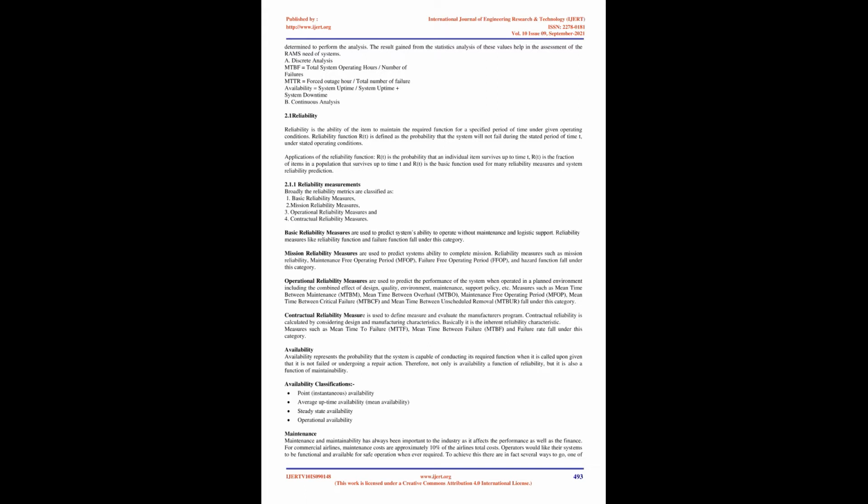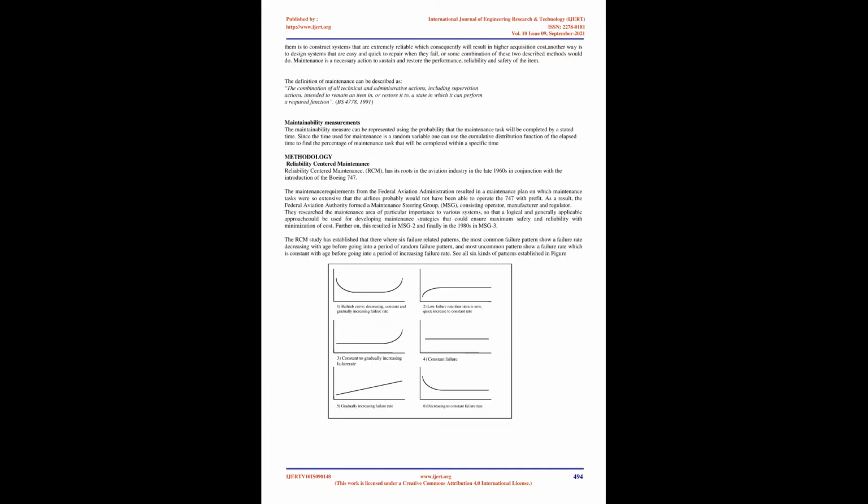Reliability is the ability of the item to maintain the required function for a specified period of time under given operating conditions. Reliability function R(T) is defined as the probability that the system will not fail during the stated period of time T, under stated operating conditions. Applications of the reliability function: R(T) is the probability that an individual item survives up to time T. R(T) is the fraction of items in a population that survives up to time T, and R(T) is the basic function used for many reliability measures and system reliability prediction.